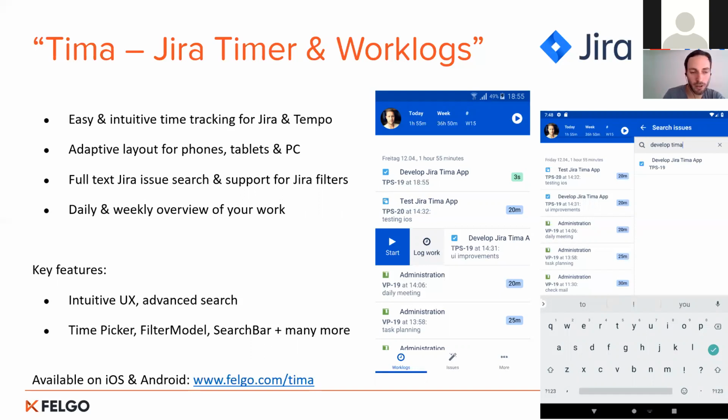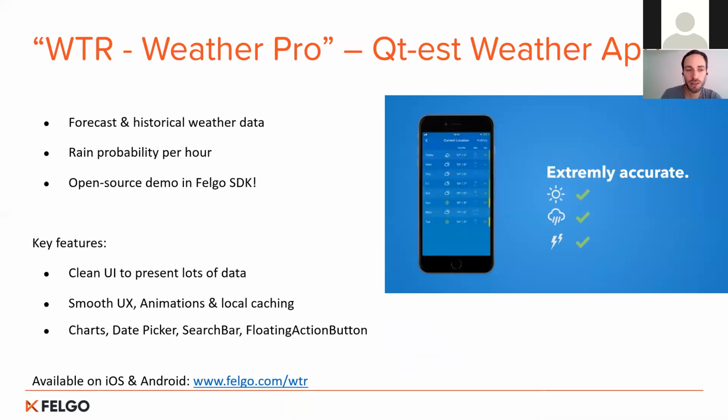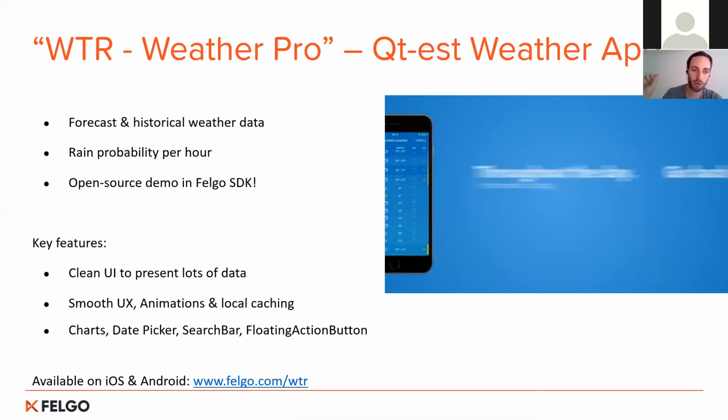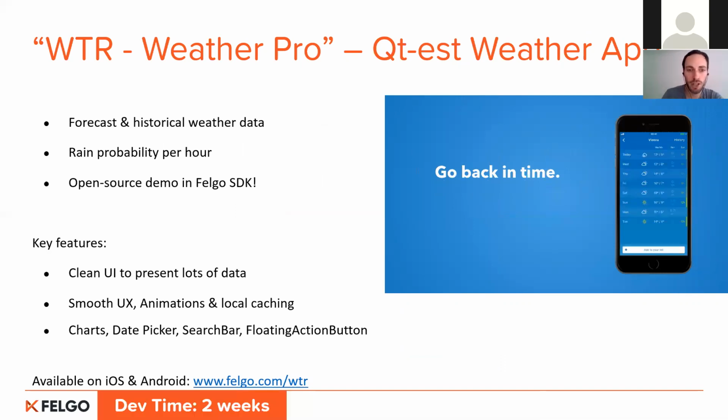The development time, and this is really a key thing here, is only three weeks for that one. So that already shows how quickly you can develop applications by using Felgo components. Another application also started in an internal hackathon is WTR for Water Rain, which is, I think, the cutest weather app in these stores. It makes for a very nice user experience. Only 2 weeks.